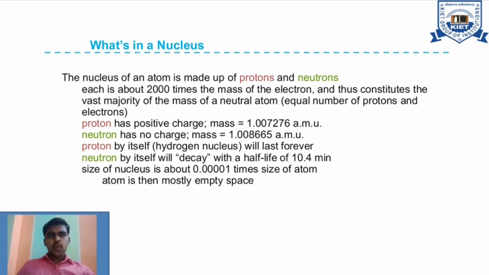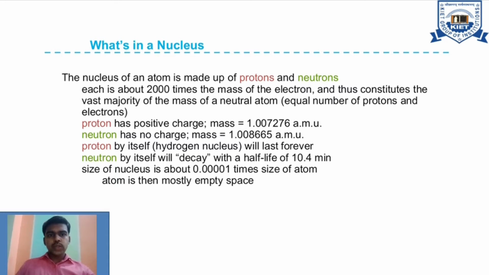First of all, what is a nucleus? The nucleus of an atom is made up of protons and neutrons. This is the basic science example from which we get the term nuclear energy. It's about 2000 times the mass of the electron. At the same time, the majority of the neutral atom's mass, look at the mass, 1.007276. These are all tested values.